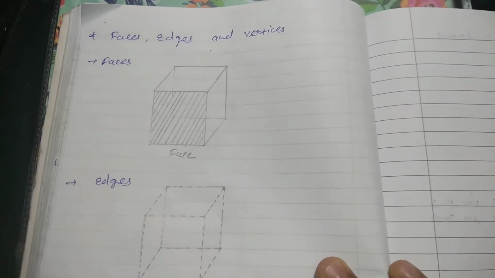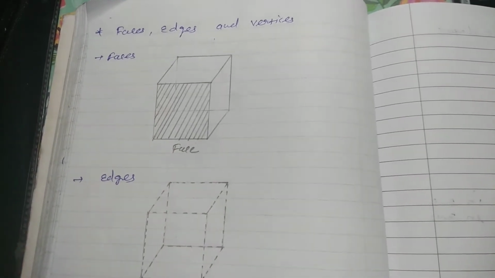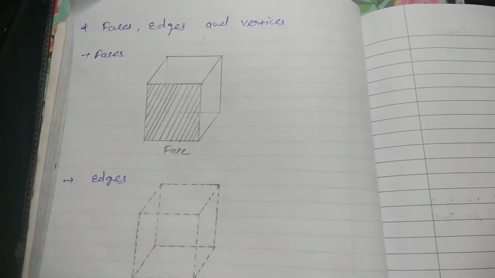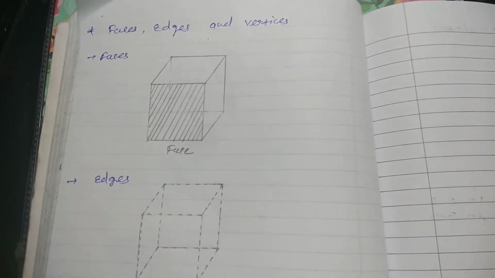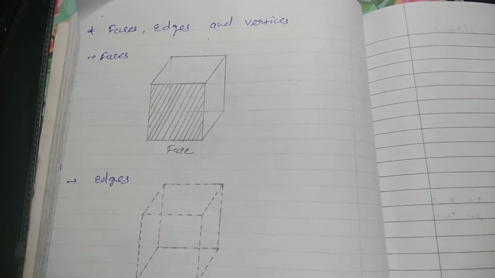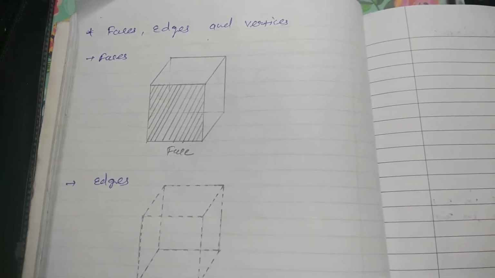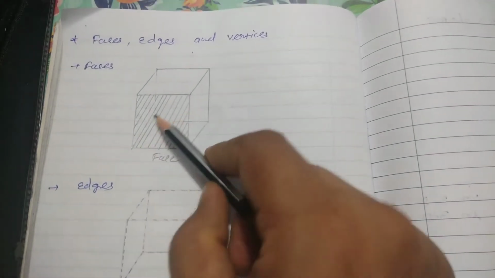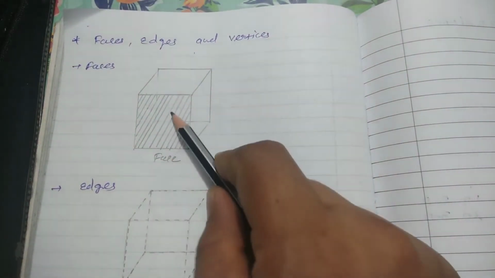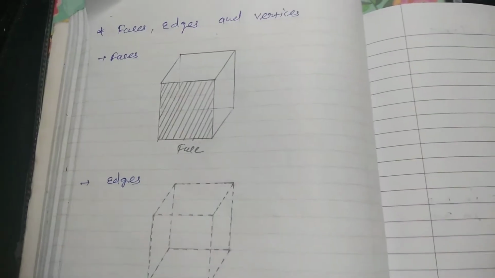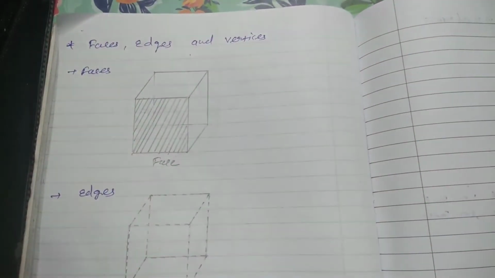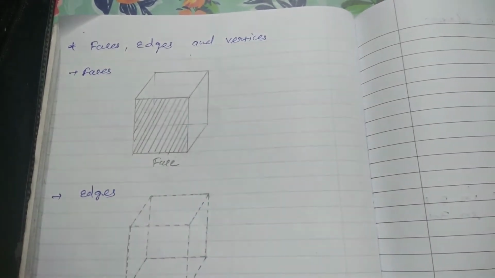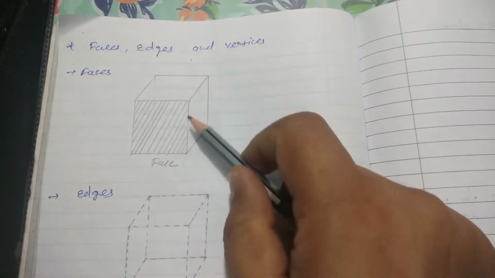Next, faces, edges and vertices. Number 1, faces. What is a face? In a solid shape, a flat surface of the shape is called a face. Flat surface means this. By these lines, we can visualize that this is one face of the shape, that is the cube.